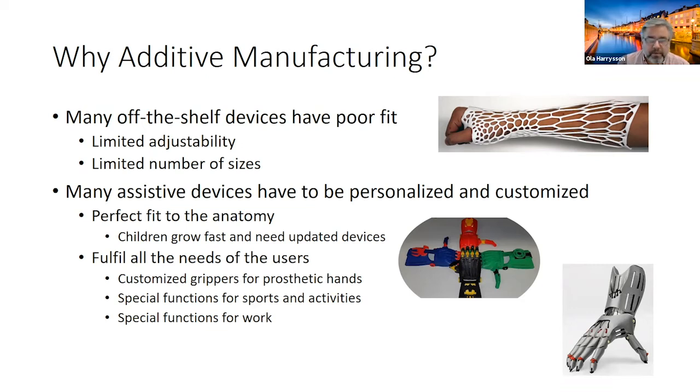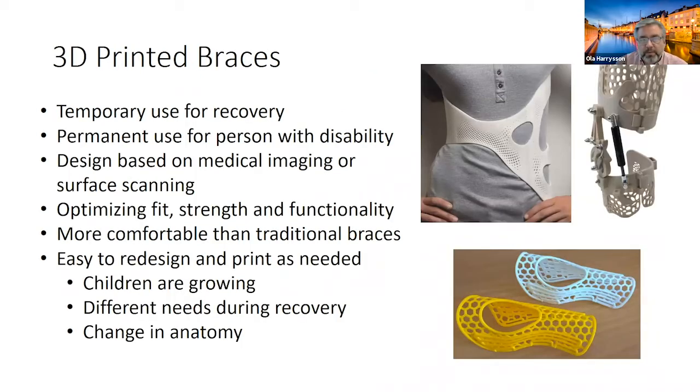So I'm going to show you a couple of different areas where 3D printing has been used quite a bit already. And one is 3D printed braces. And this could be for temporary use for recovery from an injury, or it could be for permanent use for somebody with a disability. When we're designing these custom devices, we can either use medical imaging like CT scans or MRI scans, or we can use a surface scanner, which is either based on a laser or white light. Because in many cases, all we really care about here is what's on the outside, what's the contour of the skin, where we're going to place this device.